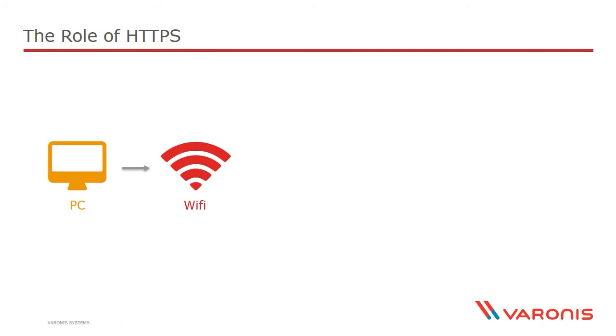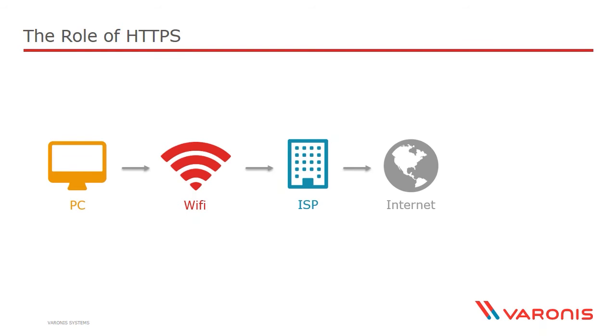Now, anyone controlling that wireless network can intercept the traffic. And that's just the start, because from there, the connection goes out via an ISP and then out over the internet and then eventually to the server that has loaded this content. Anyone who can get in the middle of any of that traffic can read any unencrypted traffic.